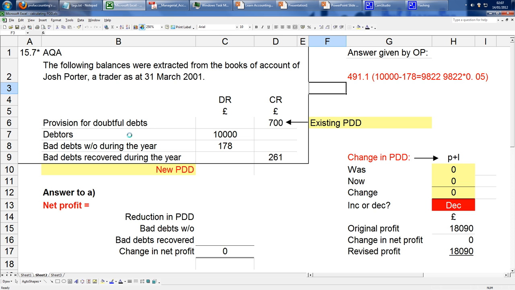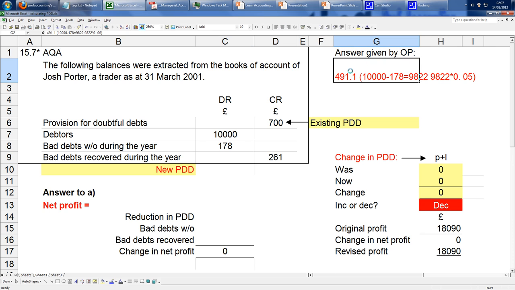The main thing I want to look at first is the criteria about debtors, where the provision for doubtful debts is maintained at 5% of the debt balance within the ledger. It states that the balance of debtors, which is 10,000, hasn't yet taken into account the bad debts written off of 178 and the bad debts recovered of 261. In terms of calculations, I can see the original approach by the OP, which is here.